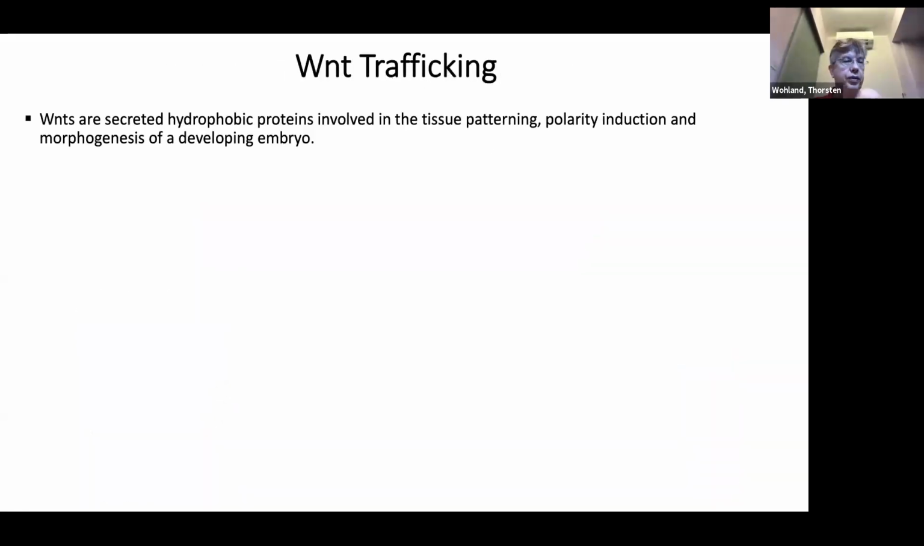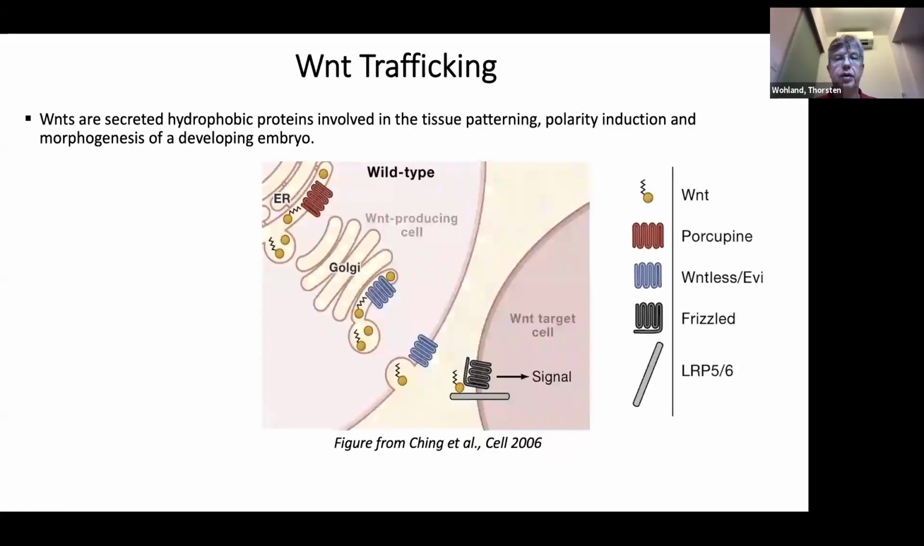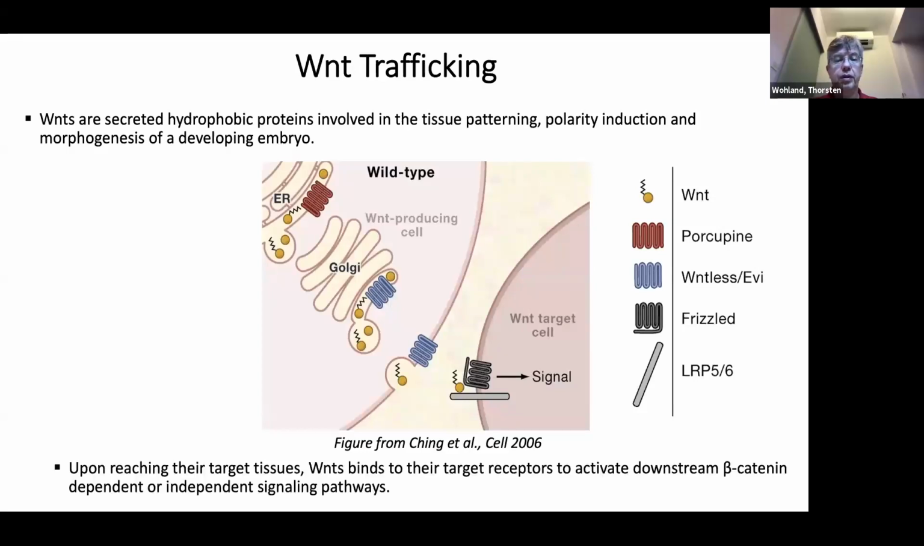Wnts are in general secreted hydrophobic proteins. They're involved in tissue patterning, polarity induction, and morphogenesis in a developing embryo. In particular, Wnt3 is marked here with one or multiple lipid tails. We'll take a look at that. Once these Wnts reach their target tissue, they bind to their receptors and then start signaling, which is typically beta-catenin signaling, but can be independent of beta-catenin signaling as well.